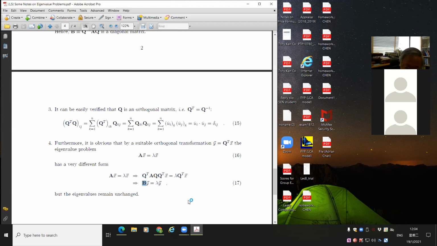However, how to find this suitable orthogonal transformation is another story. Sometimes when you are experienced with playing with the orthogonal transformations, you can identify the suitable orthogonal transformations by inspection.